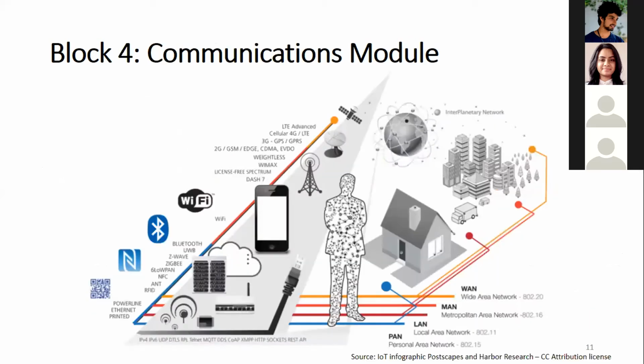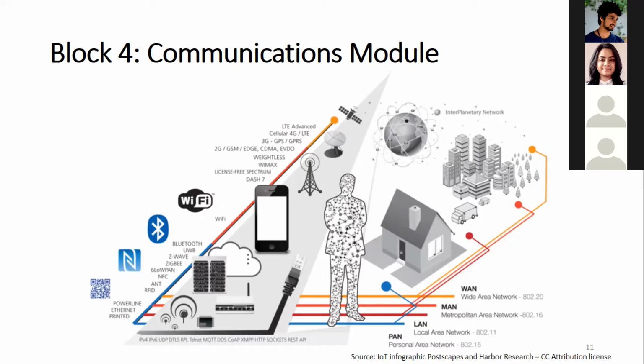And the final, or the fourth block, is the communications module. This is the circuitry that enables communication with the cloud platform and with any third-party system, either located locally or in the cloud. This module may include communication ports such as USB, serial, or any other communication port related to PAN, LAN, MAN, or WAN networks we discussed last week.